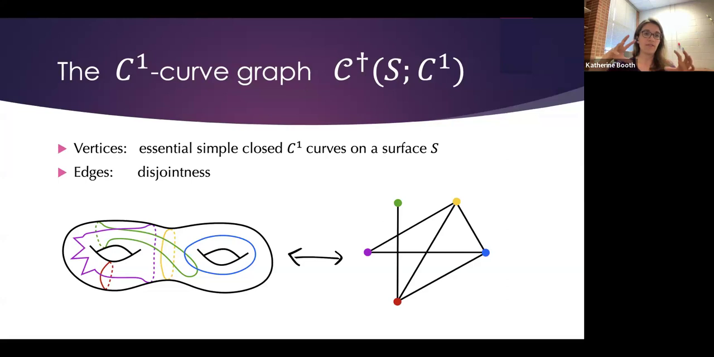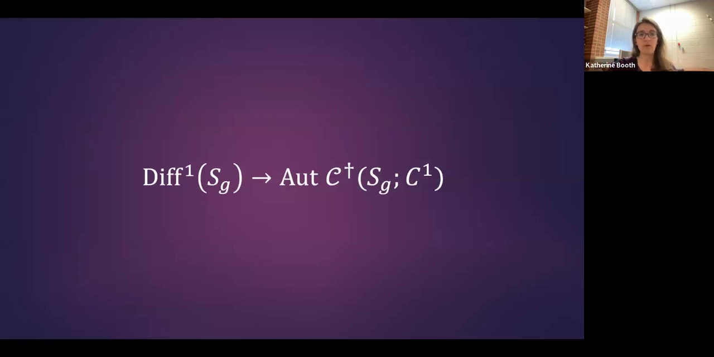I've got the curves that I had before, but my purple curve there is quite jagged. It is not C1. It has corners. So it's going to be removed from this graph, and we can see that the C1 curve graph is a subgraph of the original fine curve graph. All right, as I said before, the C1 diffeomorphisms naturally act on this C1 curve graph. That gives you a nice automorphism. So the natural question is, can we get back and recover all the information, and get those C1 diffeomorphisms back?